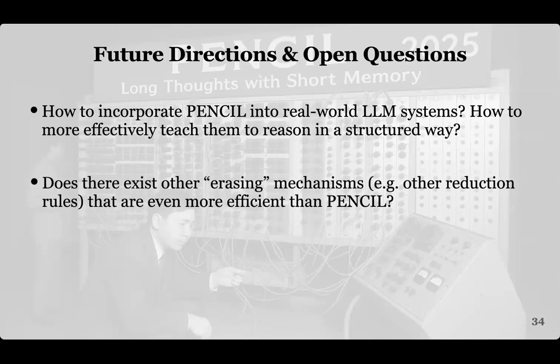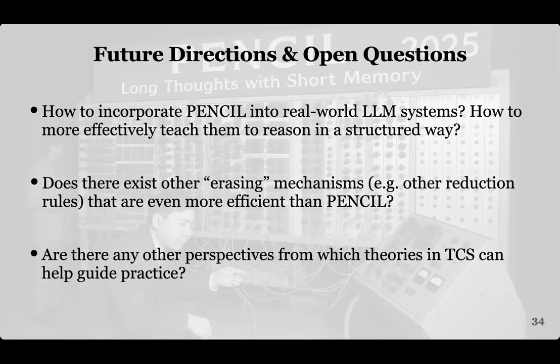Another question is whether there exist other erasing mechanisms besides the reduction rule we proposed in this paper. Are there other reduction rules or erasing mechanisms that are even more efficient than Pencil? But the improvement might just be a constant factor. Another, more theoretical question is: are there other perspectives from which theories in TCS can help guide practice? How can we use theoretical insights from TCS to develop more powerful models in practice that work better?